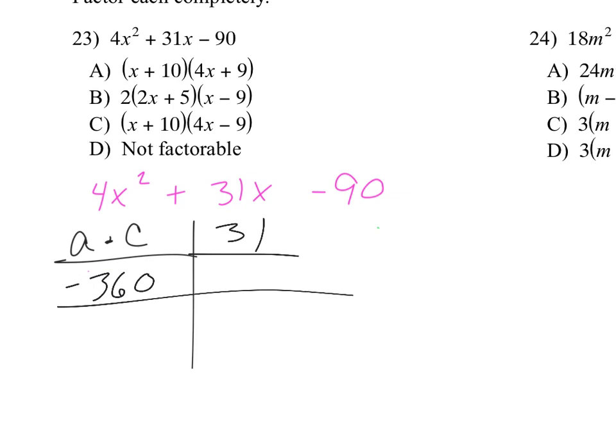Okay, so negative 360 obviously has a crap load of factors, doesn't it? Yeah. So for that reason, it makes sense to go in order so that you don't forget one. It's even more important that you do that in order. So what do we want to start with?